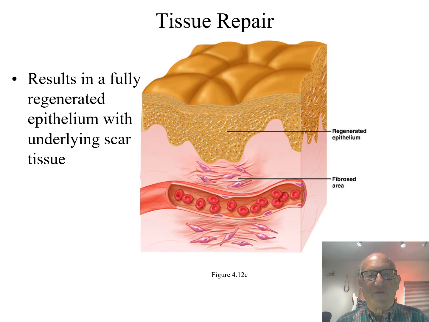So we end up with a fully regenerated epithelium in this area. It looks just like it did before the injury. Under that, though, we will have some underlying scar tissue, which is called fibrosis, and it is an area where there are a lot of collagen fibers laid down, and you can see the cells here producing the fiber area, and there's normal tissue being built within that matrix.